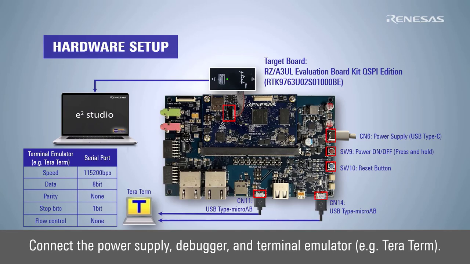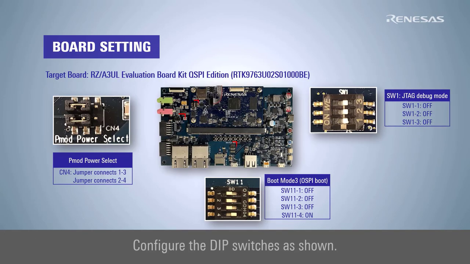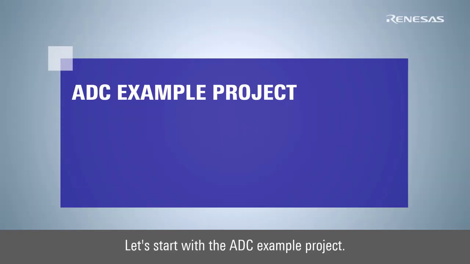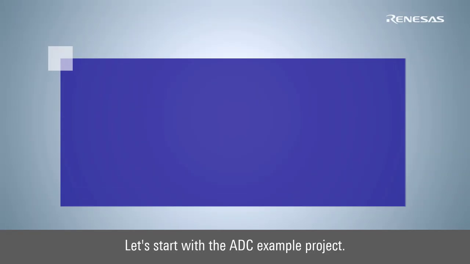Connect the power supply, debugger, and terminal emulator. Configure the DIP switches as shown. Let's start with the ADC example project.